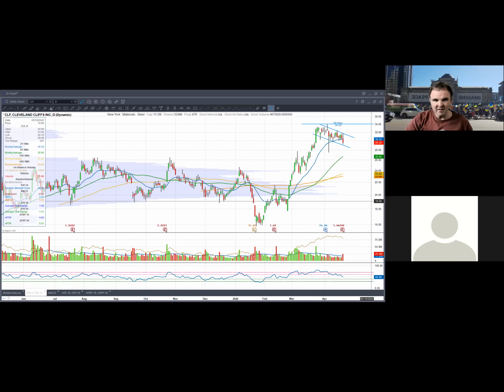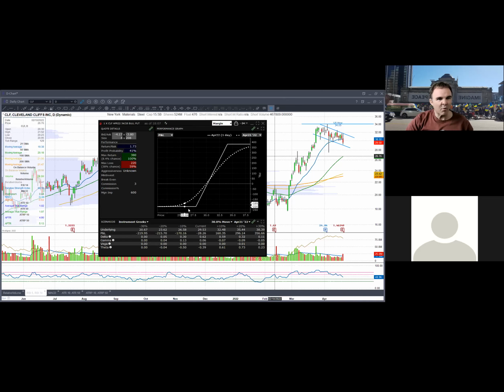There we go. All right, so this is what the risk reward return looks like on this. Okay, so here's our graph on this. We can see our return for risk is 1.73%. That's not bad. Our profit probability is only 41%. You can see we're risking $220 to make $380. I kind of like this. I wouldn't actually trade this one, but for the purpose of our example, this doesn't look too bad.